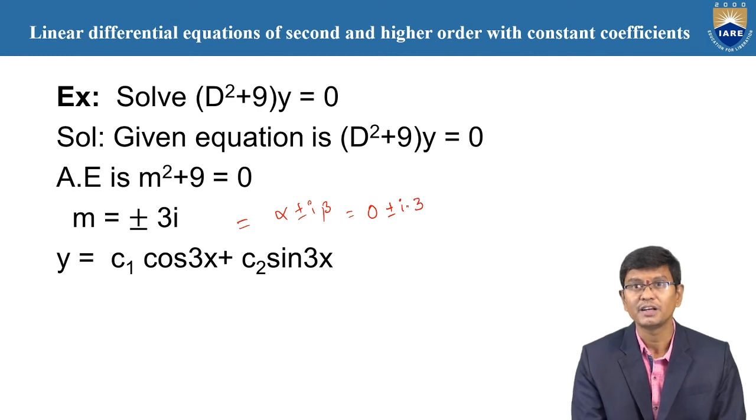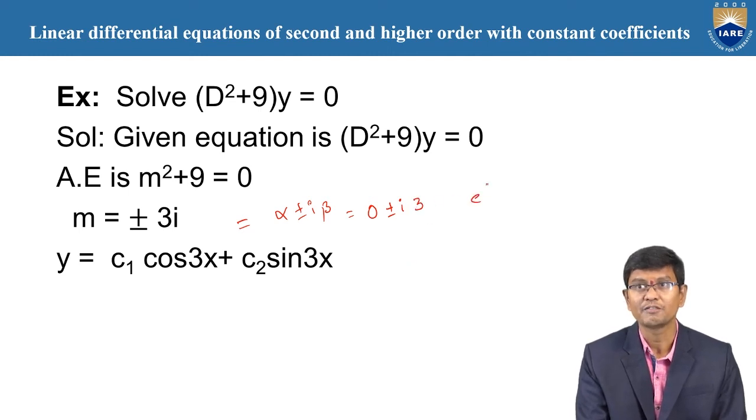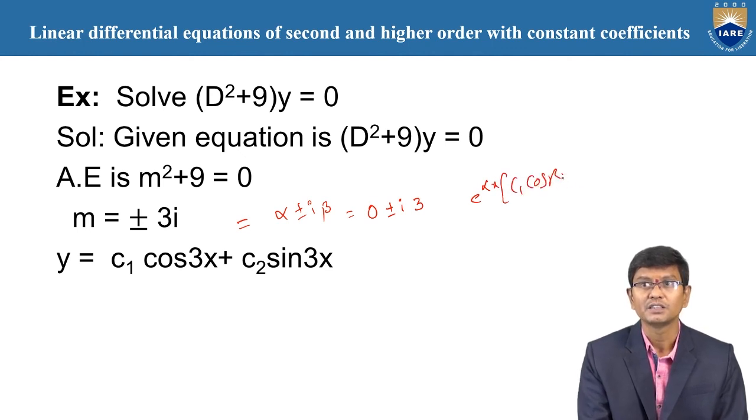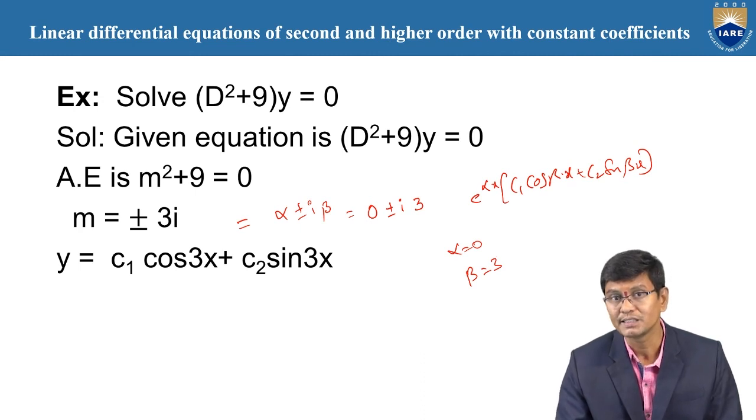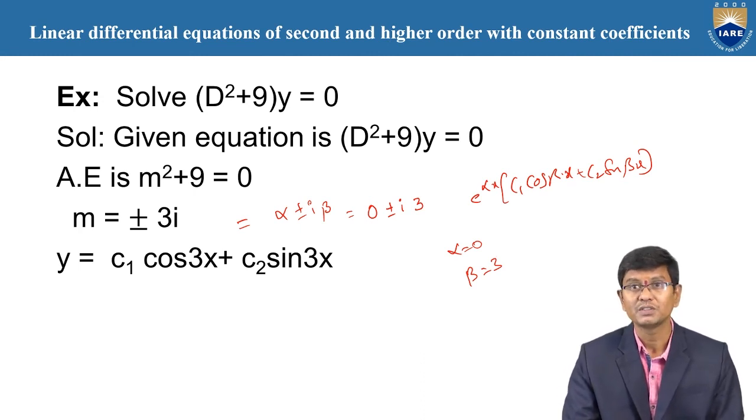Therefore, it is in the form of e power of alpha x into (c1 cos beta x plus c2 sin beta x). Therefore, alpha is treated as 0 and beta is treated as 3 only. Therefore, the solution of this equation is y is equal to e power of 0x into (c1 cos 3x plus c2 sin 3x). That means e power of 0x is 1. Therefore, the solution of this equation is c1 cos 3x plus c2 sin 3x.